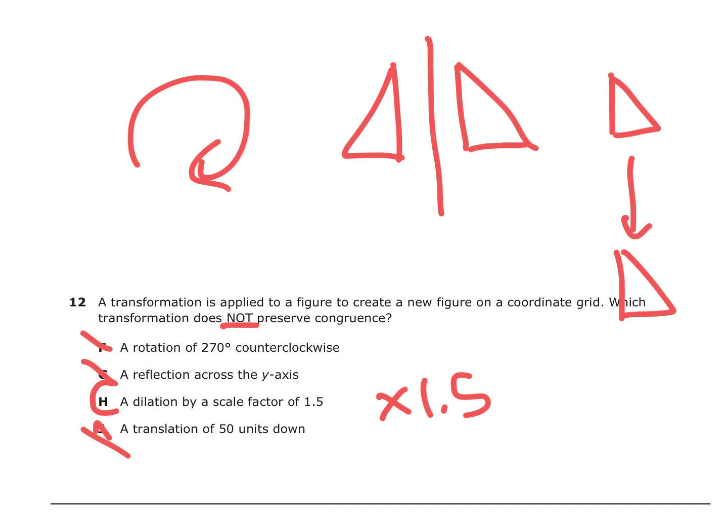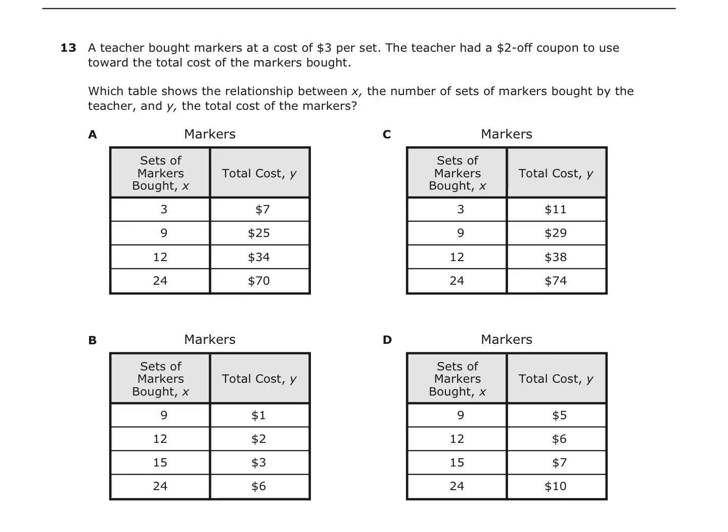So the correct answer for number 12 was H, a dilation by a scale factor. Of these four different transformations, only when you multiply by a scale factor does it actually change the congruence. They're no longer congruent. It's the only one. The other three, rotation, reflection, translation, will still maintain and preserve their congruence. So that was for number 12.